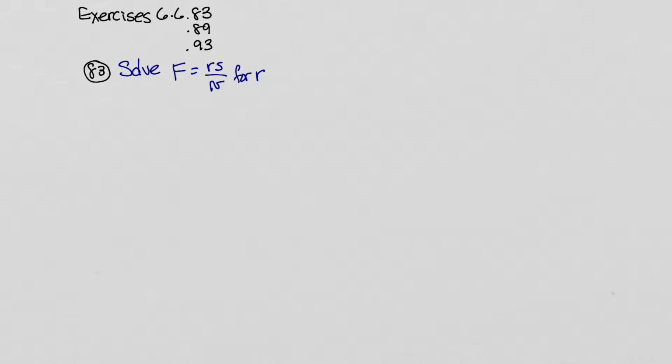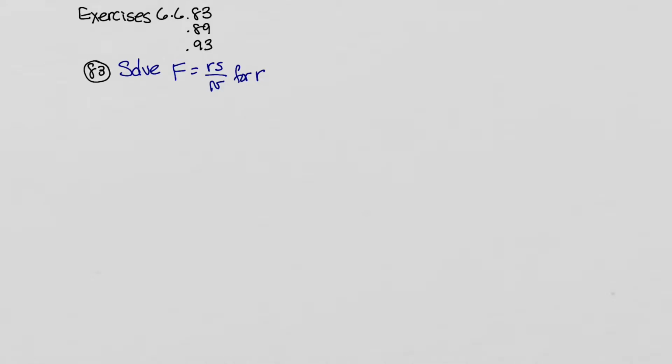Now, in number 83, this is a formula. A formula is just an equation that somebody uses a lot, so they call it a formula. Now, in this one, this says that f, whatever f stands for, is equal to r times s divided by v. So to get f, if you knew r and s, you'd multiply those two numbers together, divide that result by v, and that would give you f.